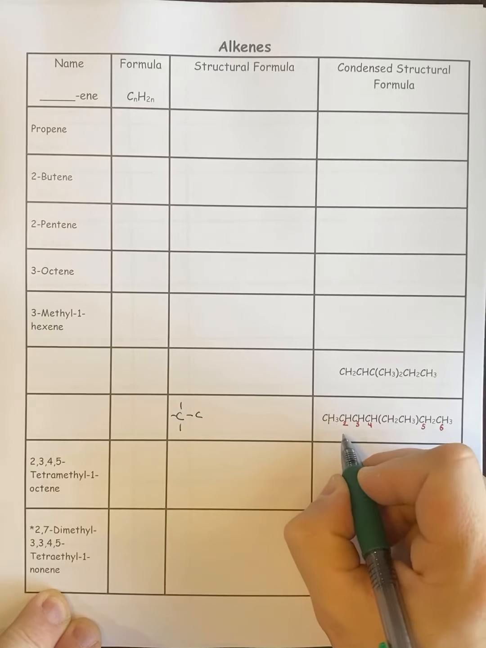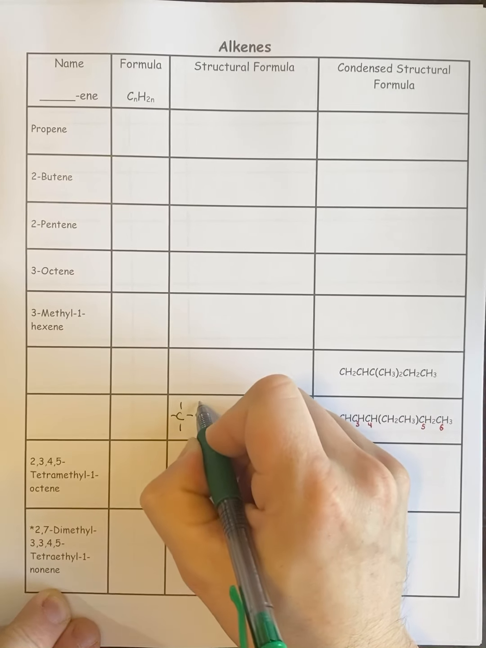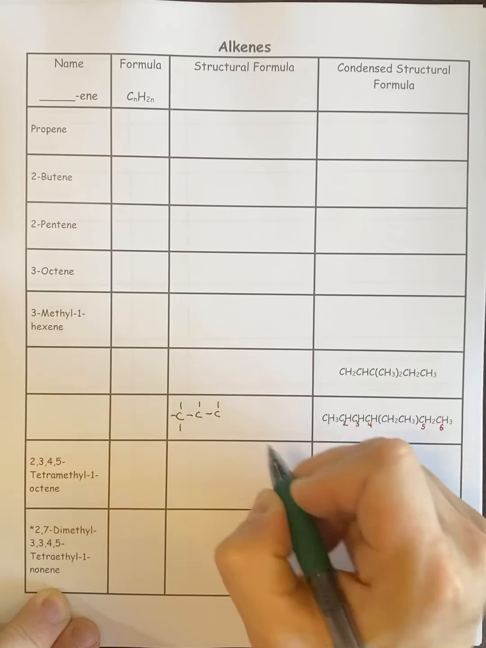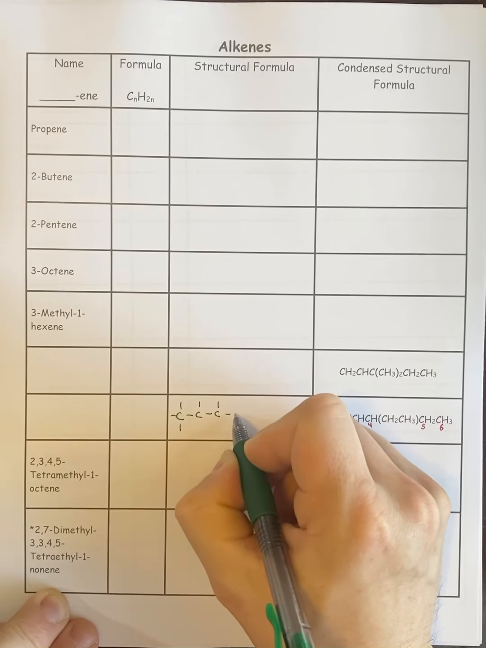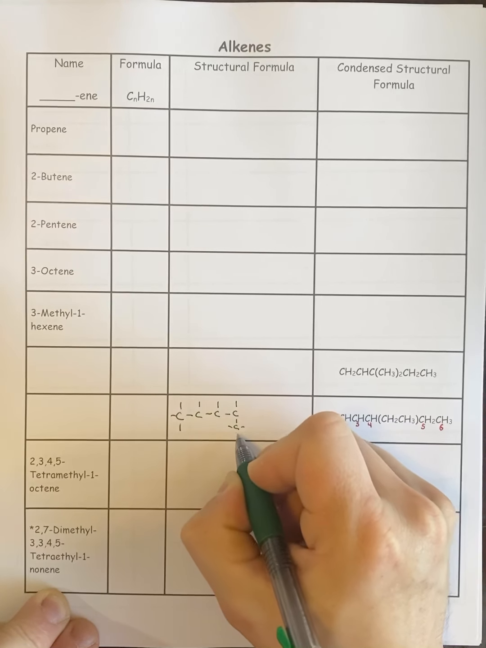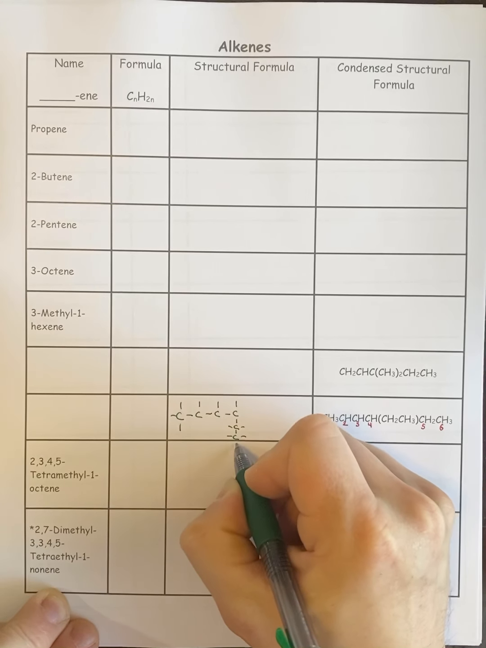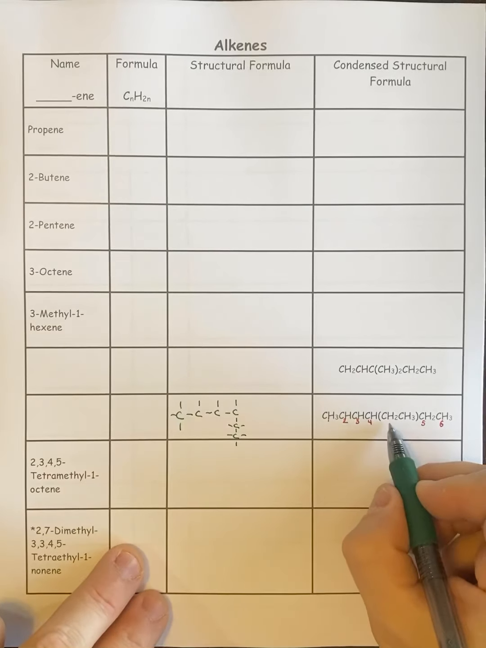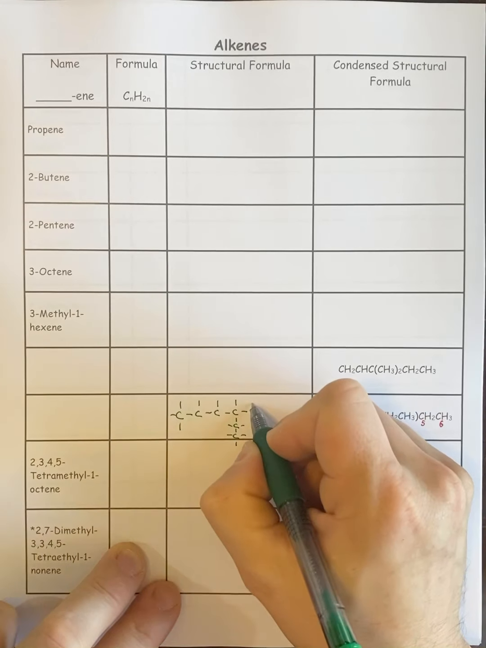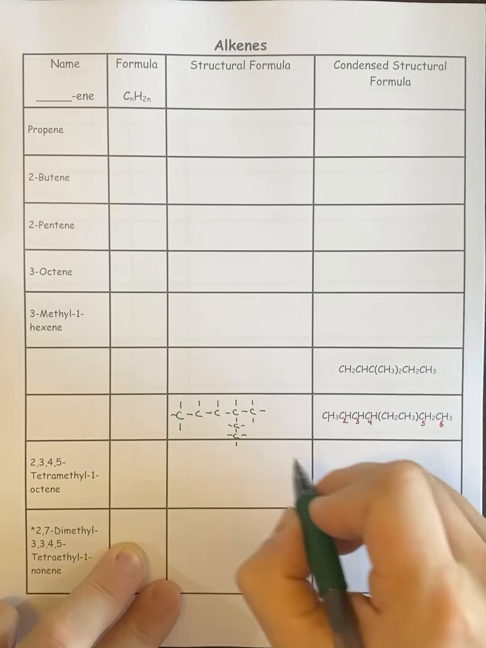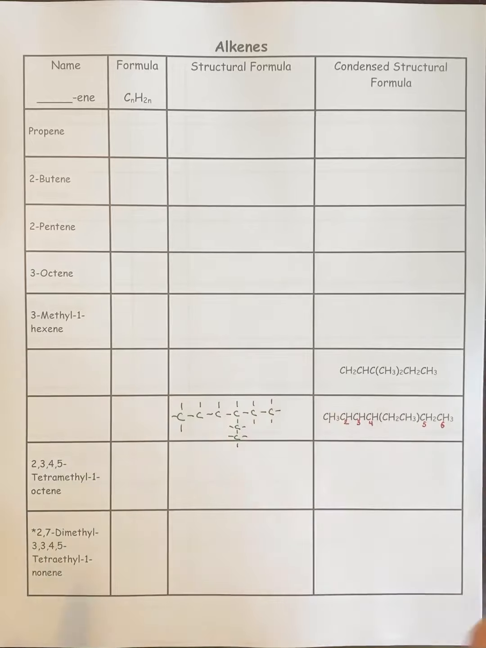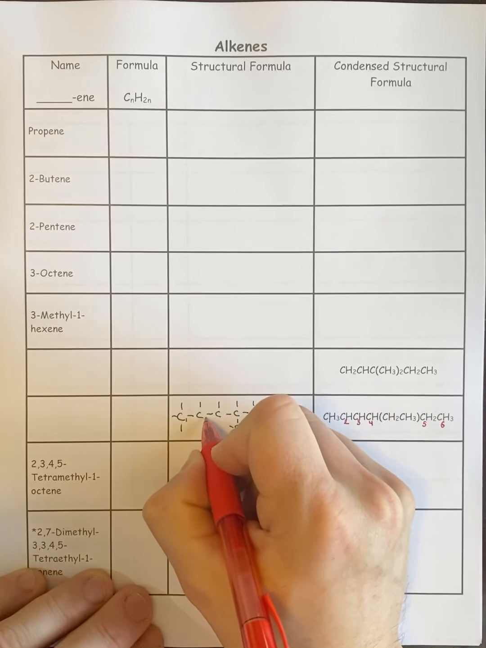So carbon 1 is a carbon with 3 H's. Carbon 2 has 1 H. Carbon 3 has 1 H. Carbon 4 has 1 H and a CH2, CH3 on it. That's how I did that. And then carbon 5 has 2 H's. And carbon 6 has 3 H's. So we'll number them.